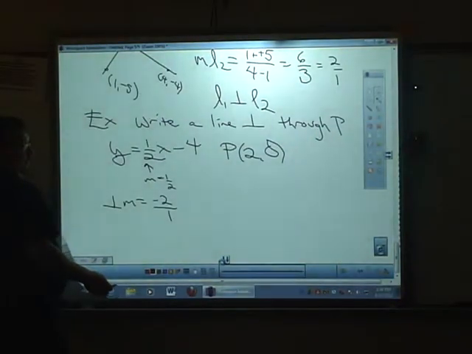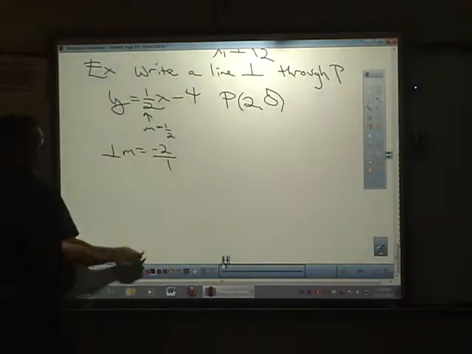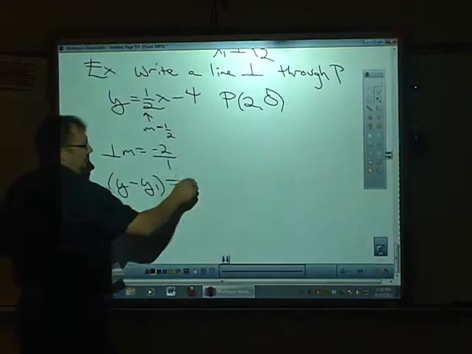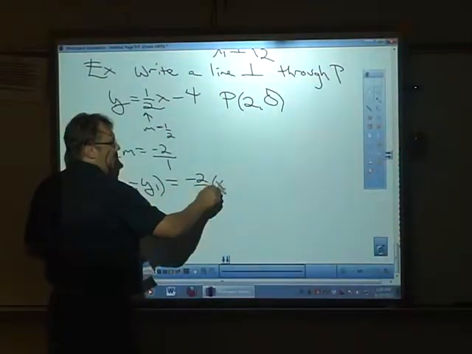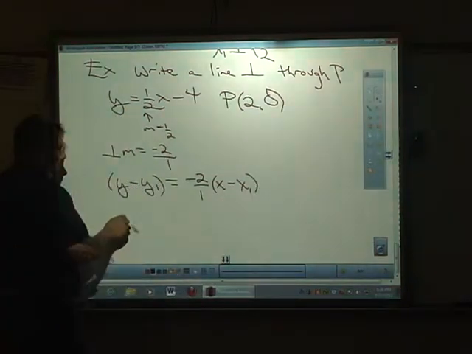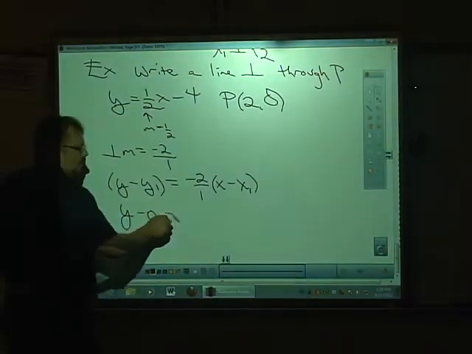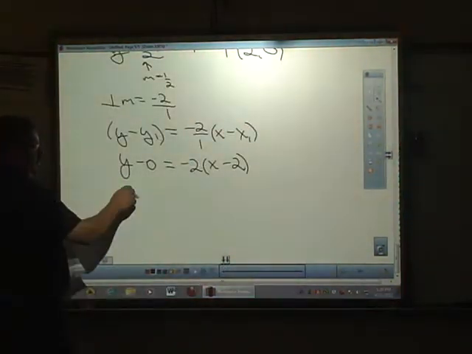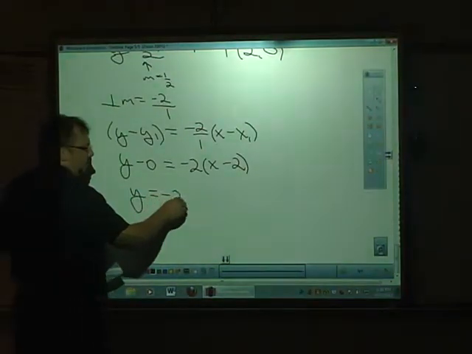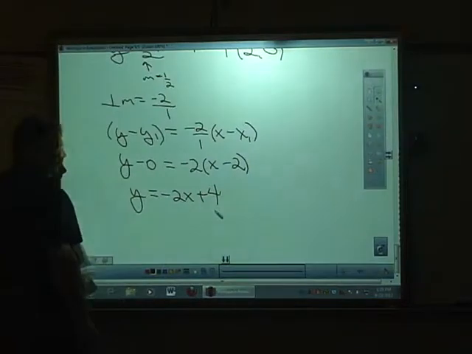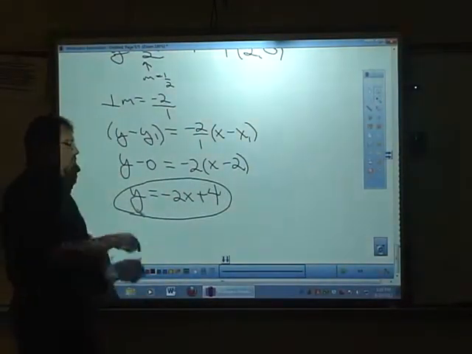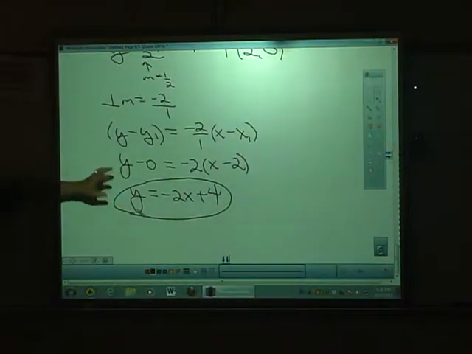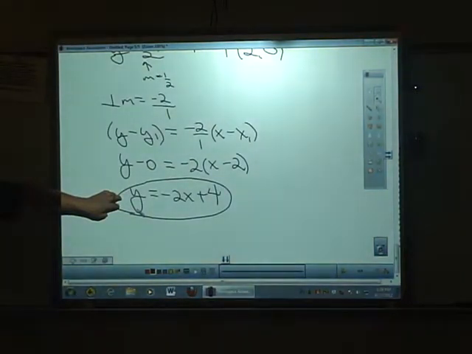I'm going to plug into my point-slope equation, and I'll have y minus y1 equals -2 over 1 times x minus x1, which will be y minus 0 equals -2 times x minus 2, which will give me y equals -2x plus 4. There's my final equation in slope-intercept form. It's going to be in point-slope form. You can leave it like this, but I think the book wants you to change it to slope-intercept form.